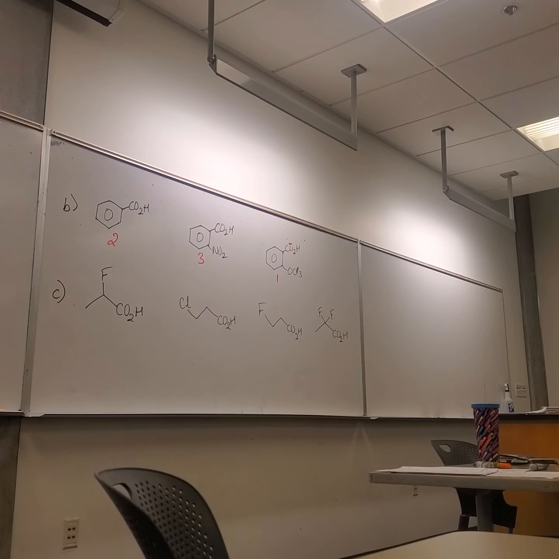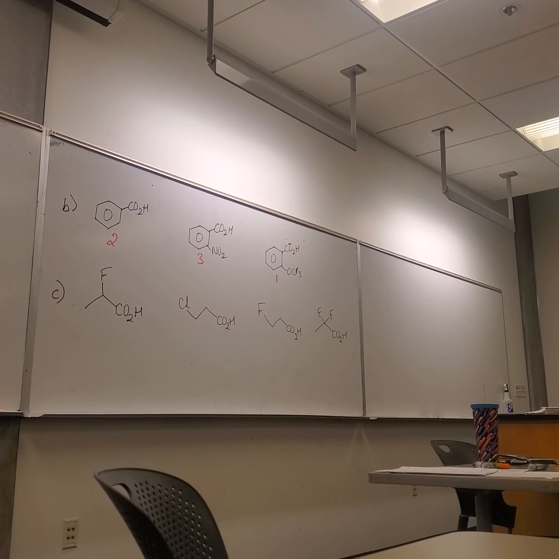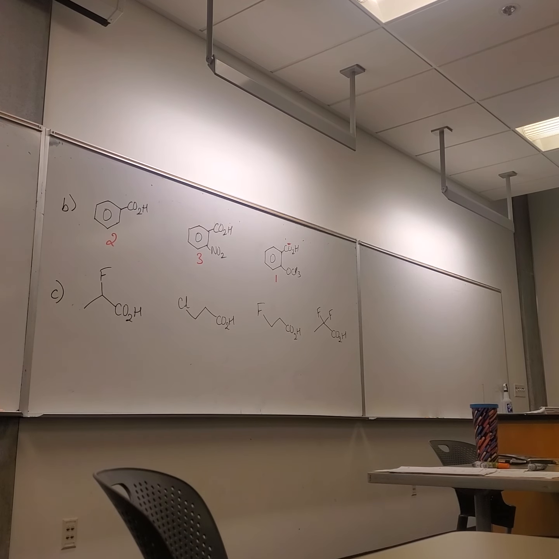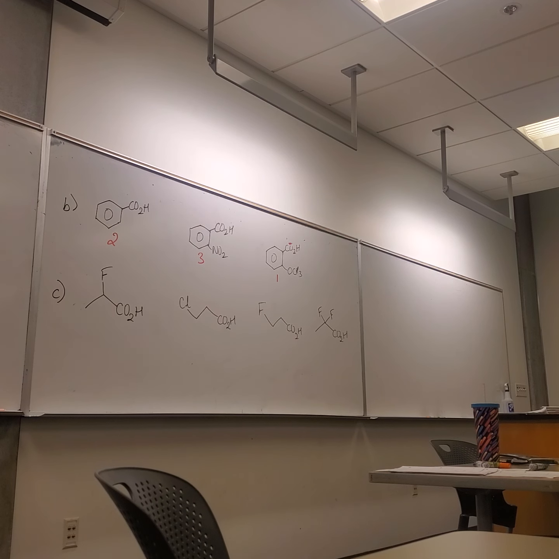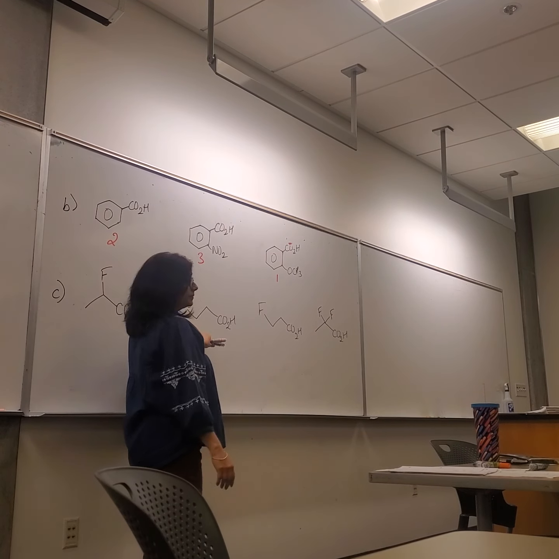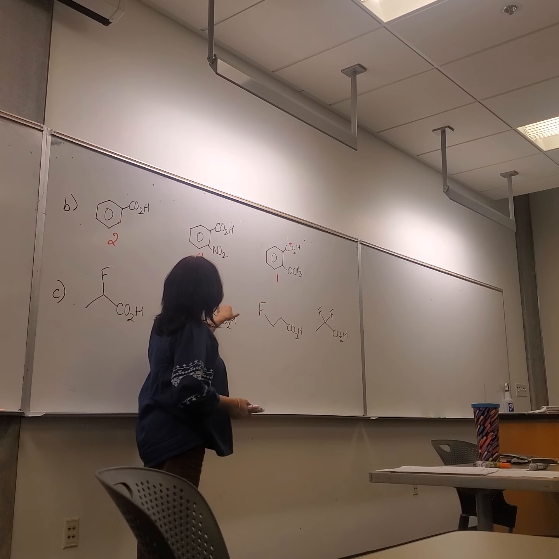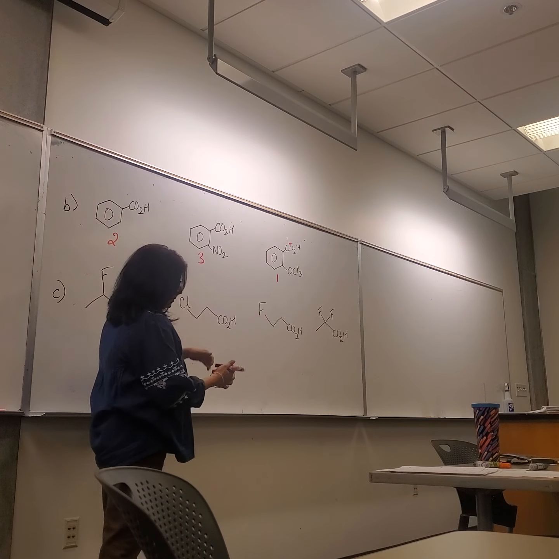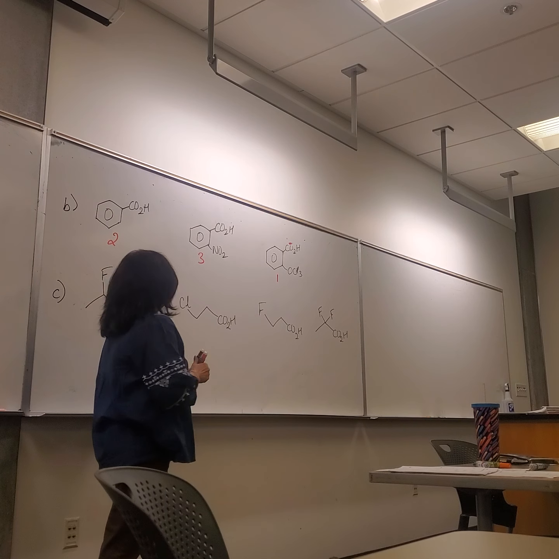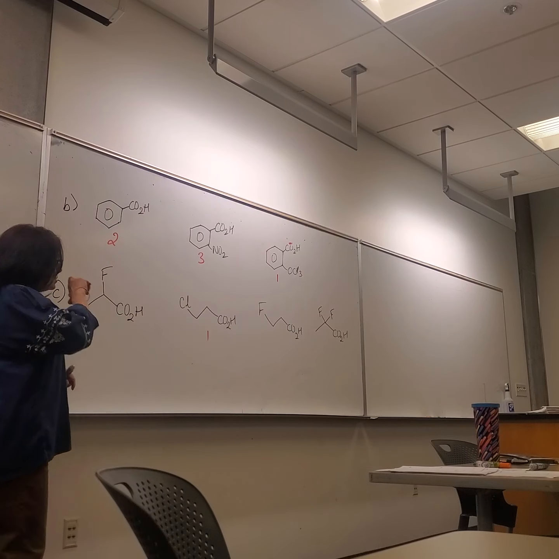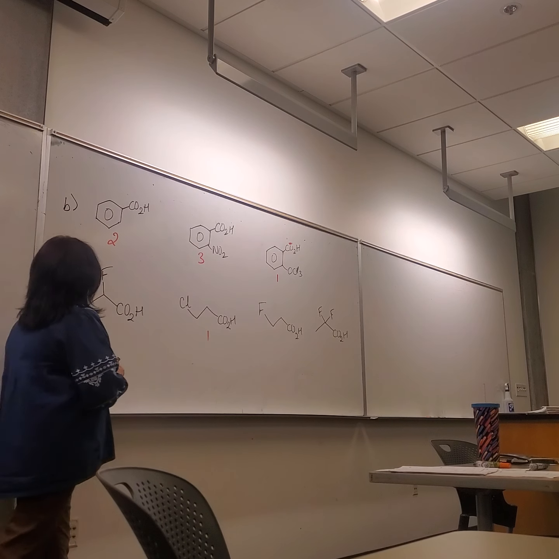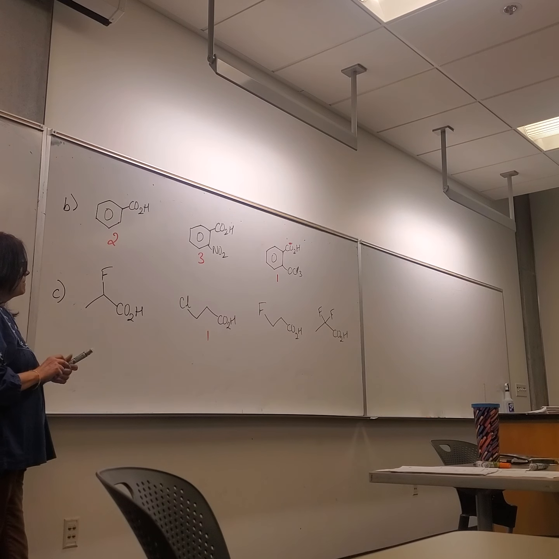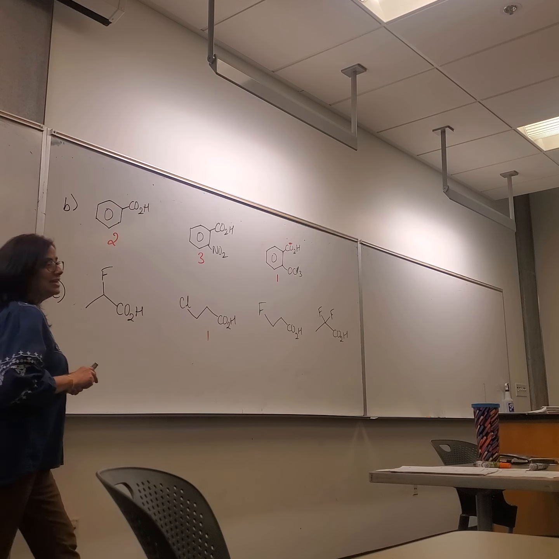Okay, last one, which is kind of the same as the first one. Which one is number 1? This one? Propanoic acid, 1, 2, 3, propanoic, right? Okay. Agree? What's 2? Same thing, but with fluorine, it is 2-fluoropropanoic acid.